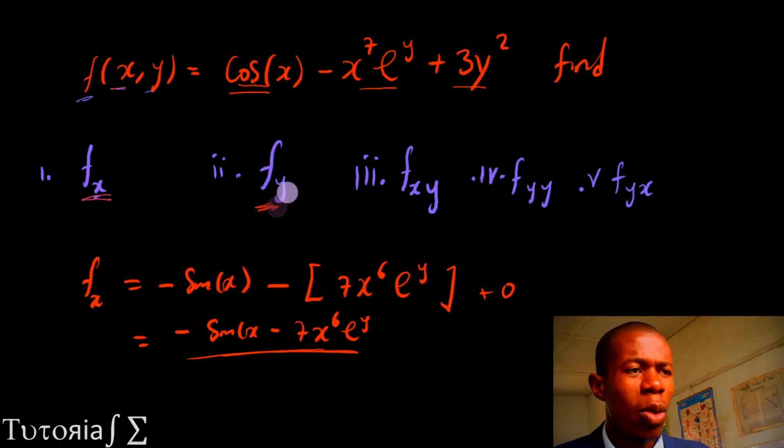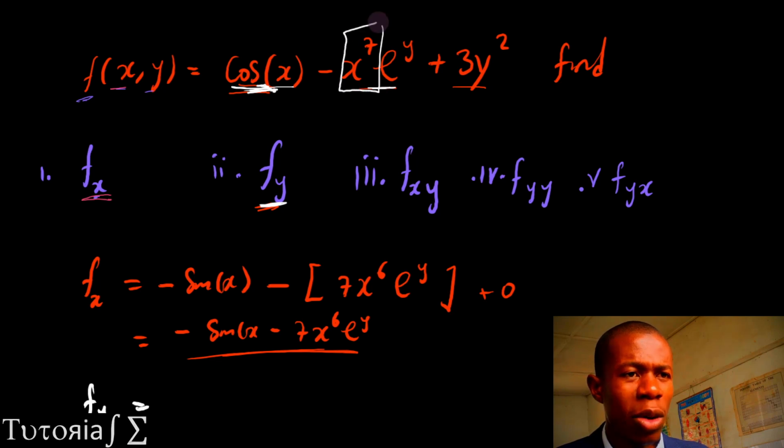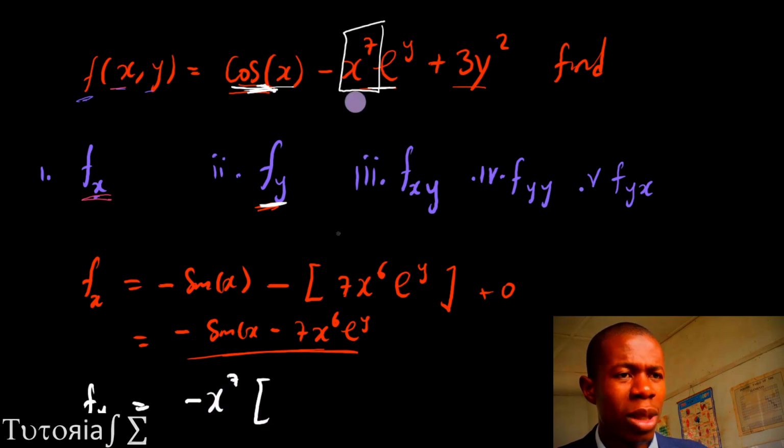Then f with respect to y, so we are considering x as a constant. So f with respect to y will be equal to: this when differentiated with respect to y, there is no y term here, so it will be 0. Then this, when differentiated with respect to y, we consider x to the power 7 as a constant. As a constant, we mean it is a number, so this will be negative x to the power 7.